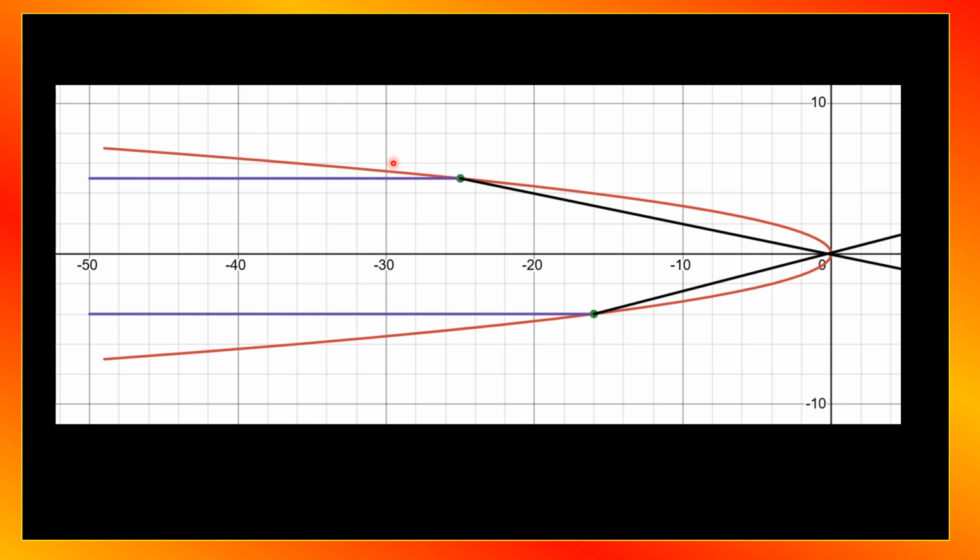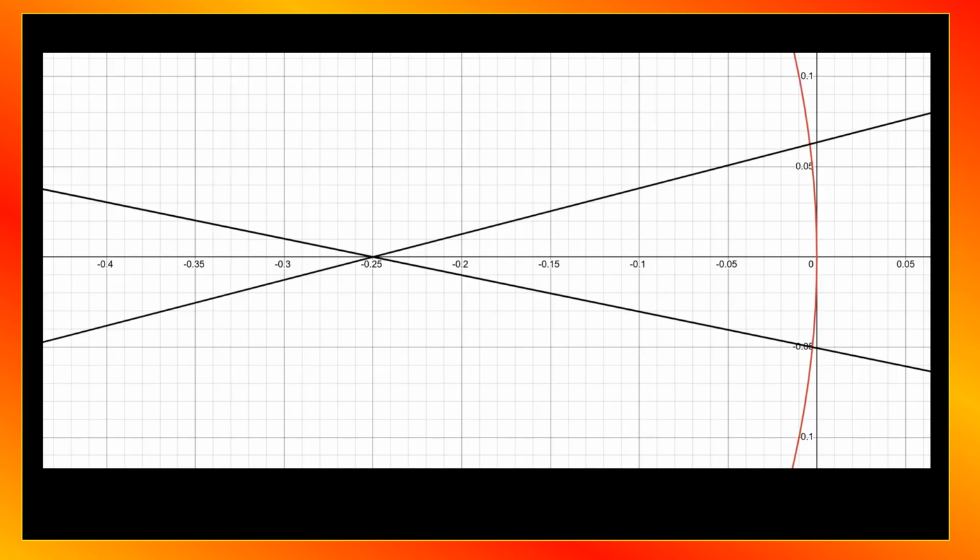So here's a diagram to illustrate our solution. Our first solution, which was the reflected path in response to the light ray at y is equal to 5 hitting the surface, is this line over here. And the other one in response to y is equal to negative 4 hitting the surface is this line over here. And as you can see, they intersect right over here. And if we zoom in, we'll see that they do in fact intersect at x is equal to negative 0.25 and y is equal to 0.